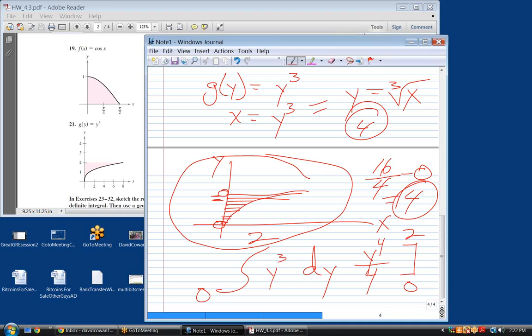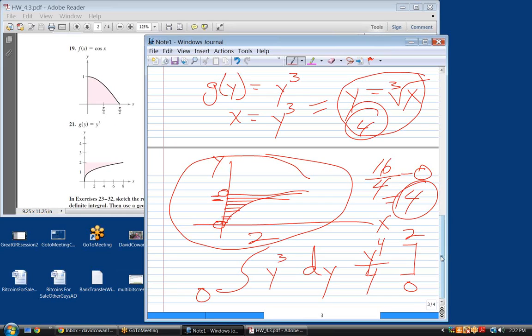Or sometimes, in this case, I was actually able to define this line as a function of x. It wasn't that hard. I took the cube root of both sides and I got y equals the cube root of x. So I was able to define that as a function of x. But you're not always able to do that.